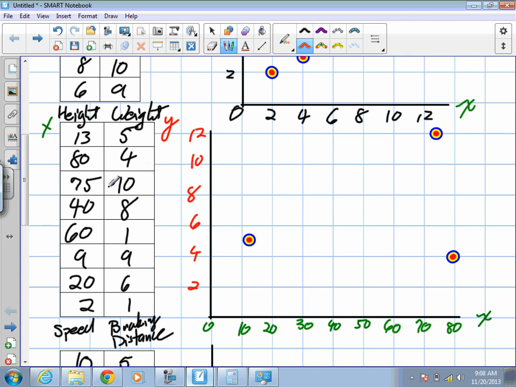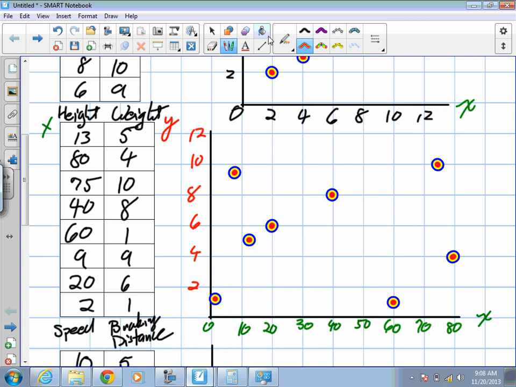Oh, sorry. Thanks, guys. 40 and 8. 60 and 1. Here's 60. Here's 1. 9 and 9. 9 would be here, and 9 is way up here. 20 and 6. Here's 20. Here's 6. And 2 and 1.